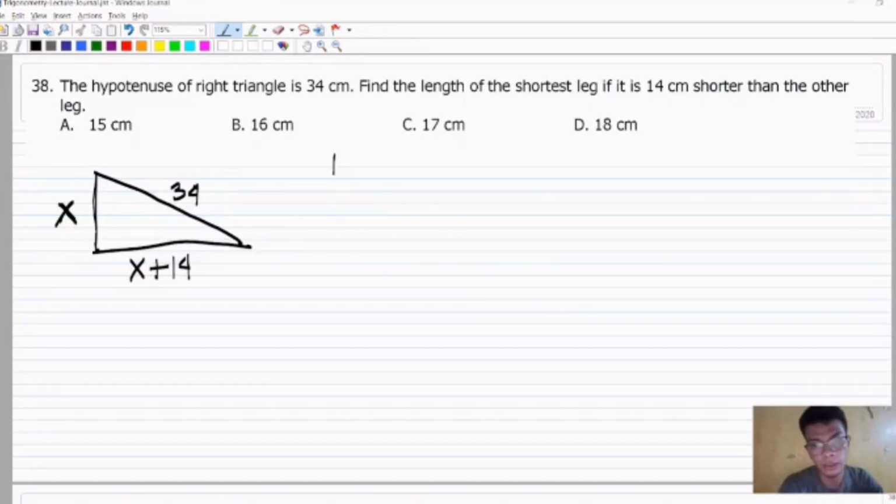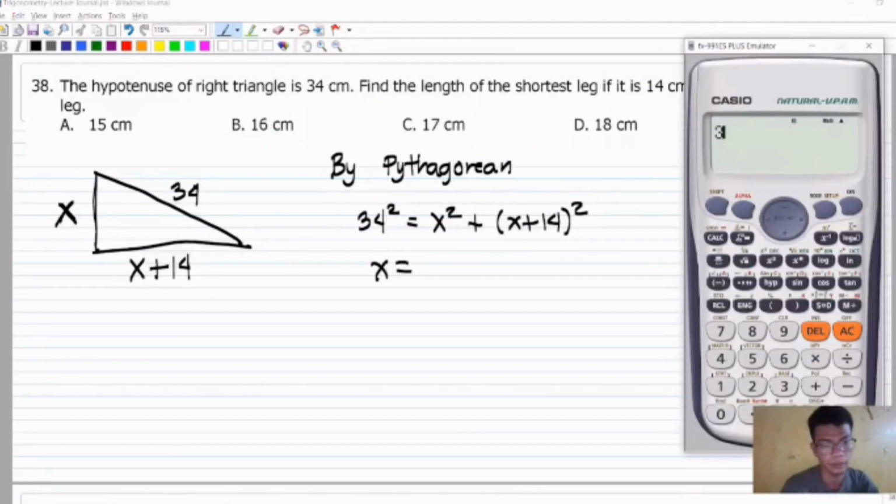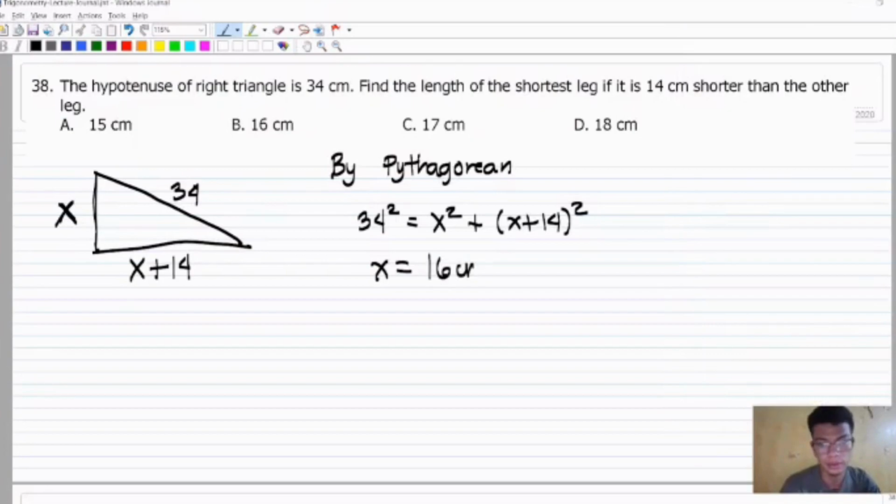So para hindi tayo nalilito, by Pythagorean theorem, makukuha natin yung haba ng ating shortest leg. So 34 square is equal to x square plus (x plus 14) square. Solving for x, ito na yung answer. 34 square equals x square plus (x plus 14) square. Shift solve. The answer is 16 centimeters. Letter B.